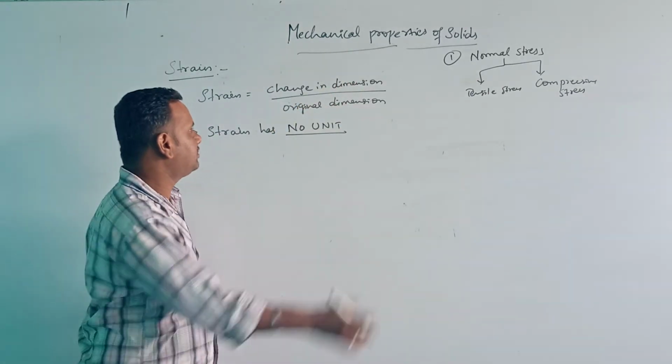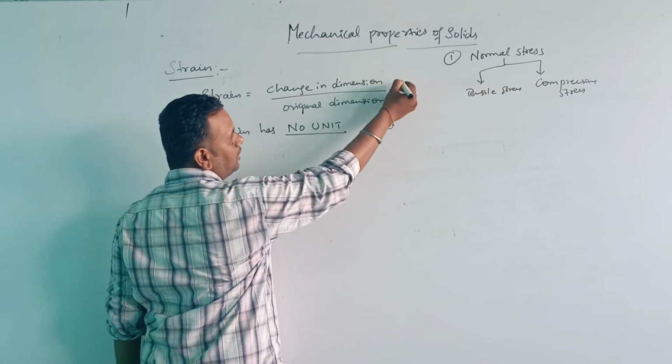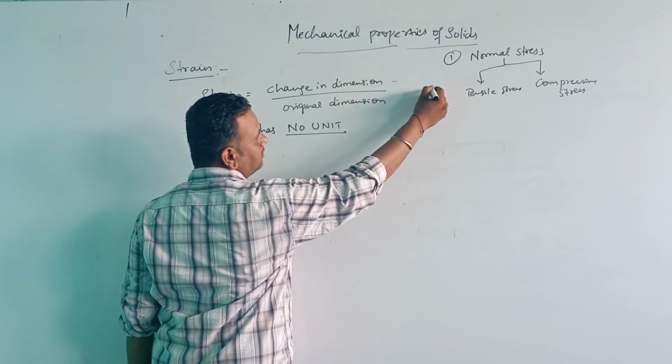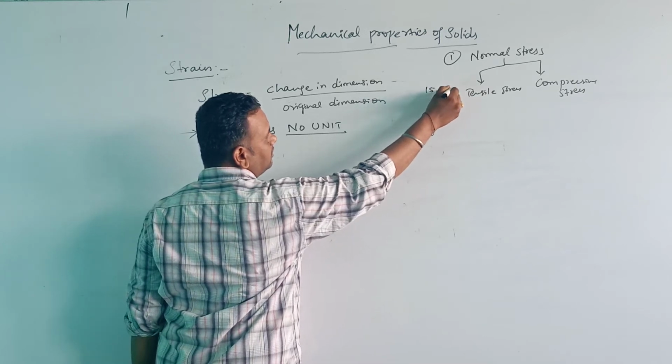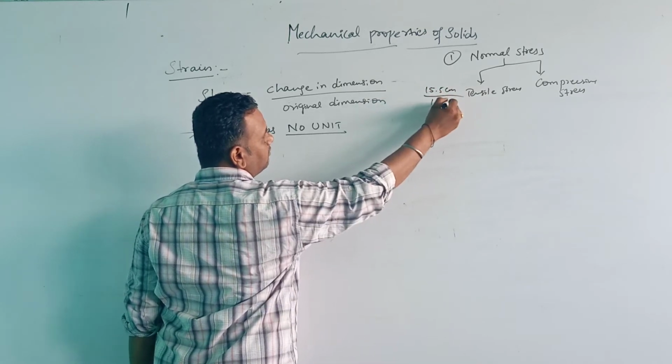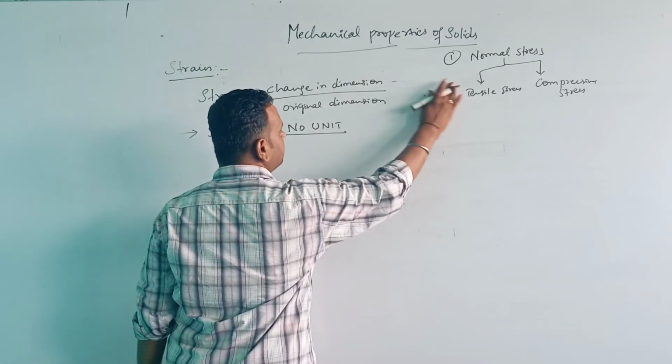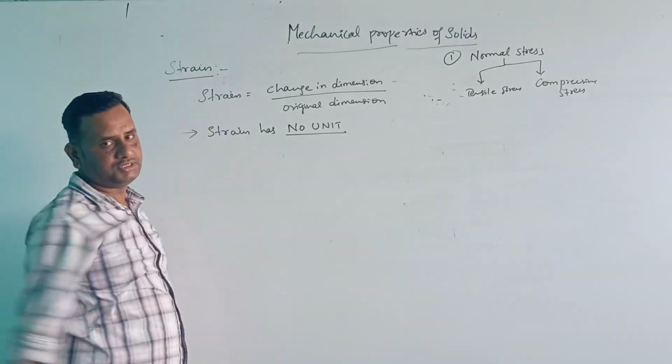Here, for example, the length is changing. Suppose it is 15 centimeter going to 15.5 centimeter, divided by 15 centimeter, so centimeter will get cancelled. So that's why here it is having no dimension.